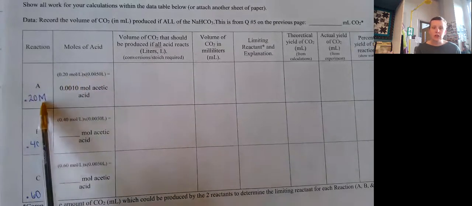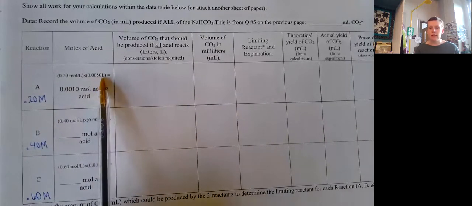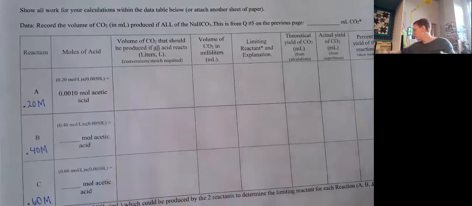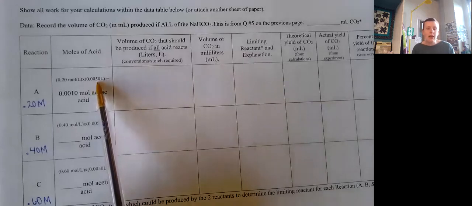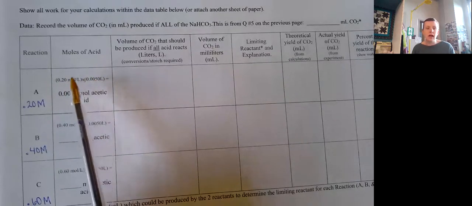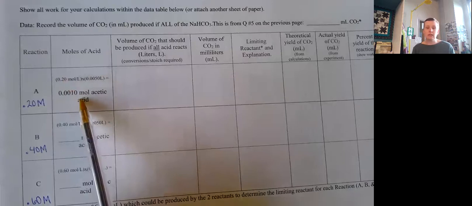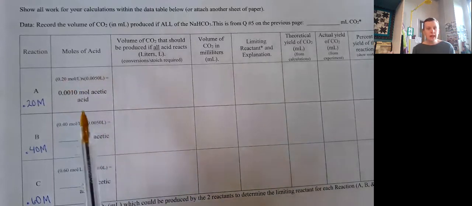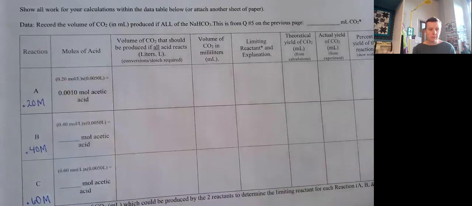So our first reaction, the acetic acid only has 0.2 moles for every liter, but we're not using a liter. We're only using 0.0050 liters, right? This is the result of question number 4 on our pre-lab. We're using 5 milliliters, which is 0.0050 liters. Well, when we multiply that times 0.2, my liters cancel out. So 0.0050 times 0.2, and we end up with 0.0010 moles of acetic acid because the liters cancel out. Again, we're keeping that 0 in order to have 2 sig figs. These lefties don't count as sig figs. They're just placeholders.